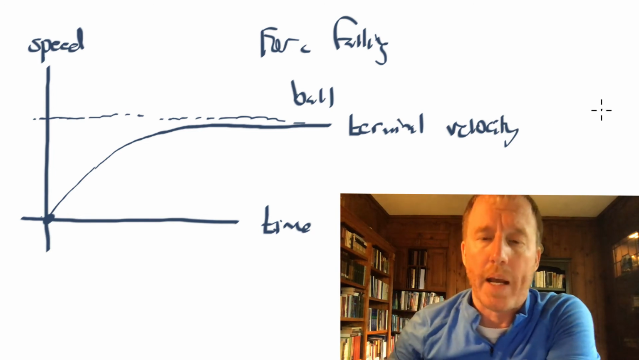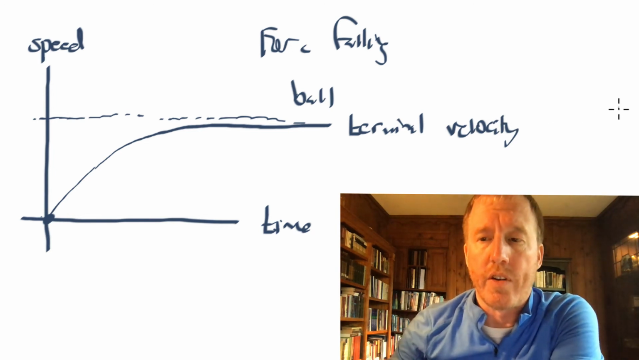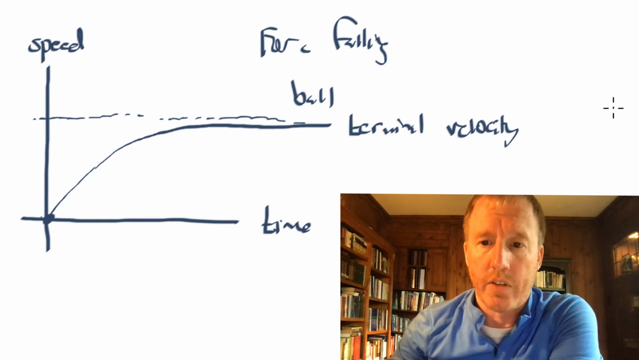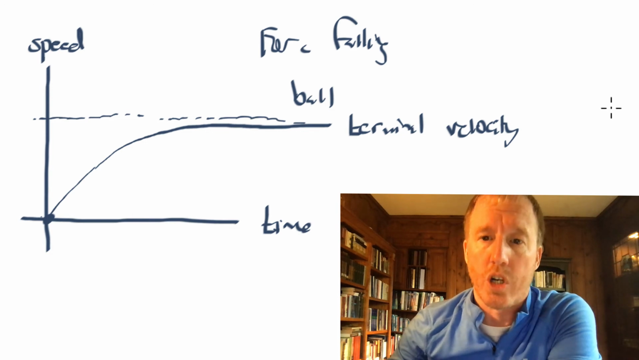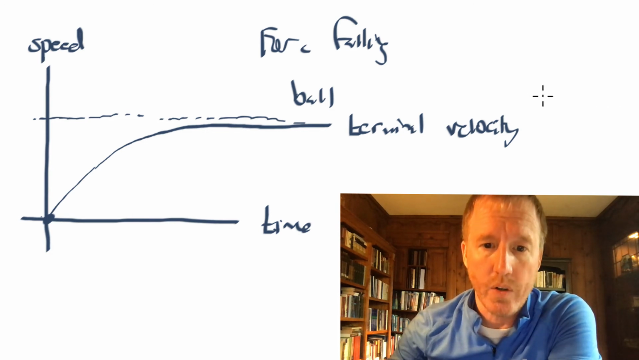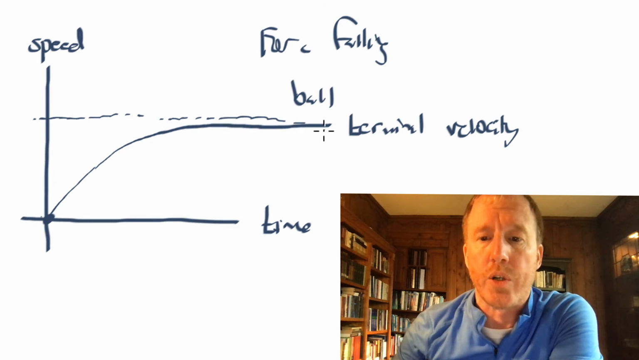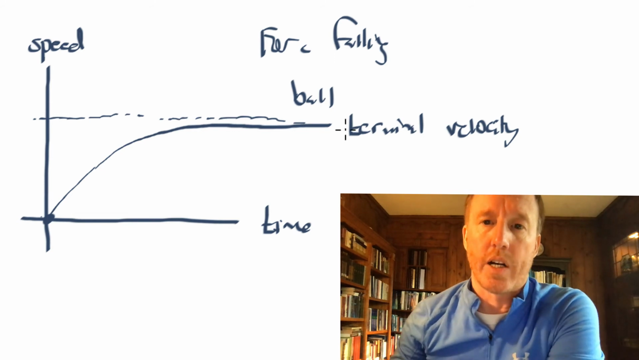Of course, it's going to depend on the shape of the ball. If this isn't a ball, it's a very sharp missile or something like that, then it's going to have a very high terminal velocity. A parachute has a very low terminal velocity. But in any case, you've got this initial acceleration, and then the acceleration is reduced, and eventually the acceleration goes to 0 as it achieves a constant speed.